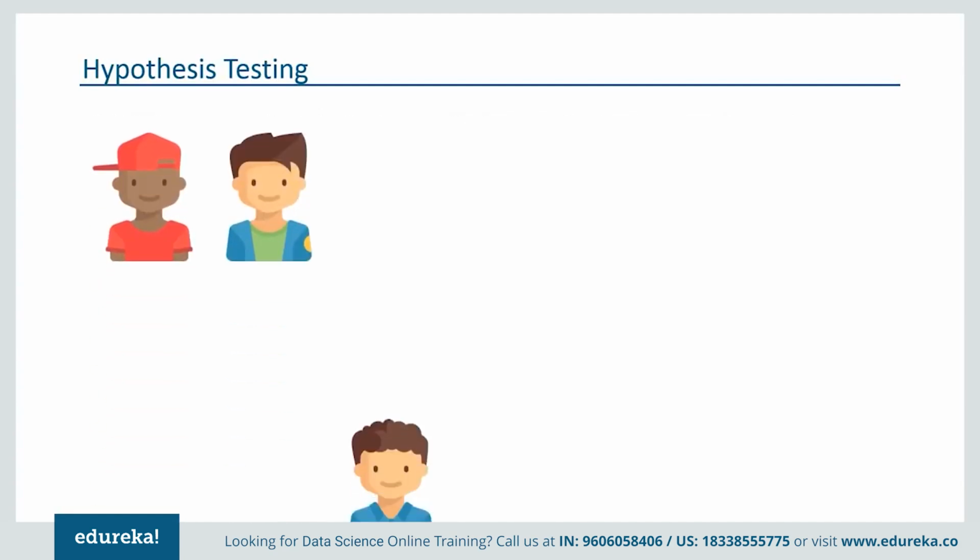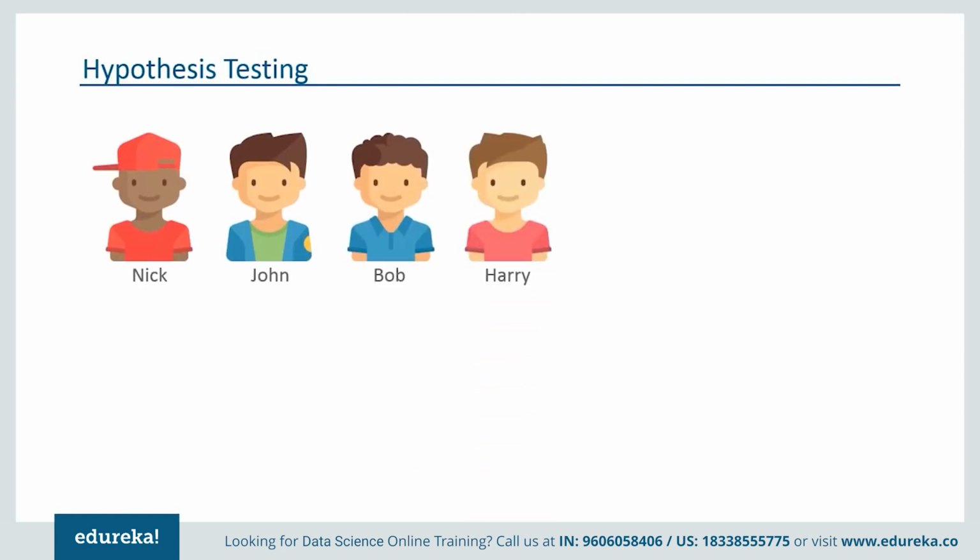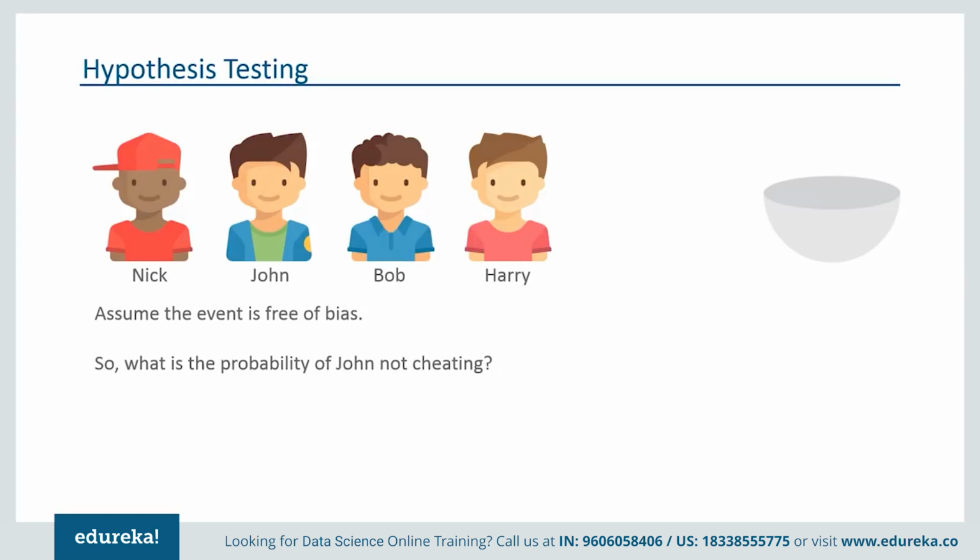Now consider 4 boys. Let's call them Nick, John, Bob, and Harry. All these 4 boys have to take turns in cleaning the class. Now John comes up with this genius idea of writing their names on chits and putting them in a glass bowl. Every day they would pick up a name from the bowl and that person has to clean the glass. Now it has been 3 days and everybody's name has come up except John's. Now assuming that this event is completely random and free of bias, what is the probability of John not cheating?